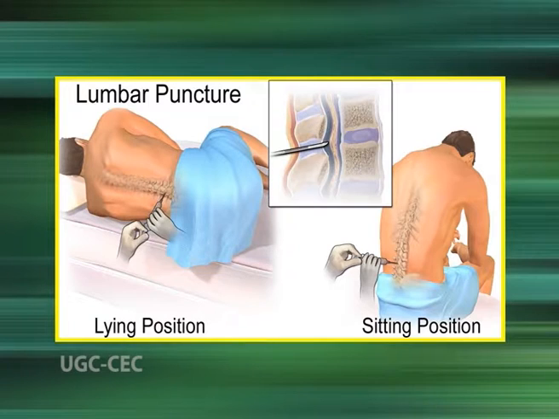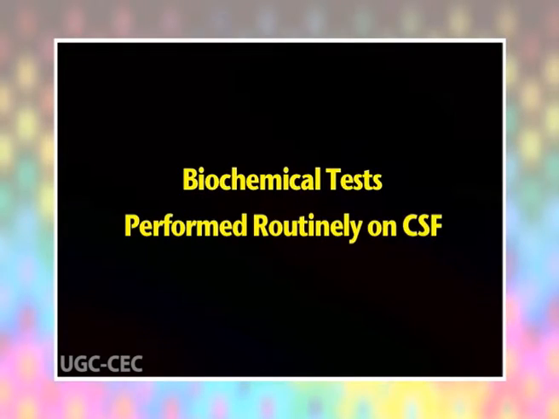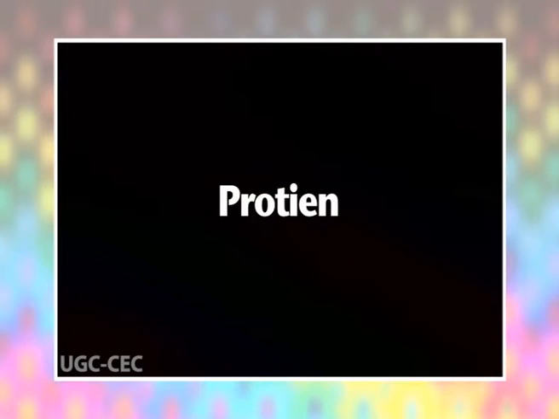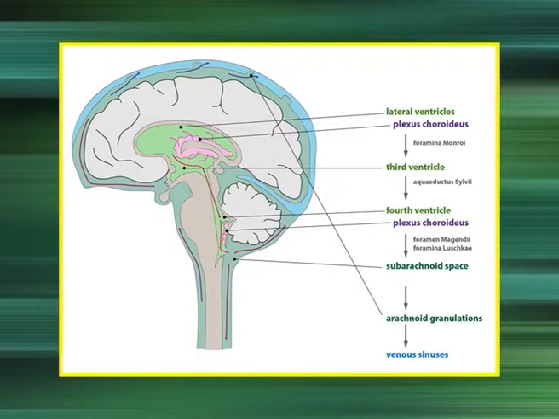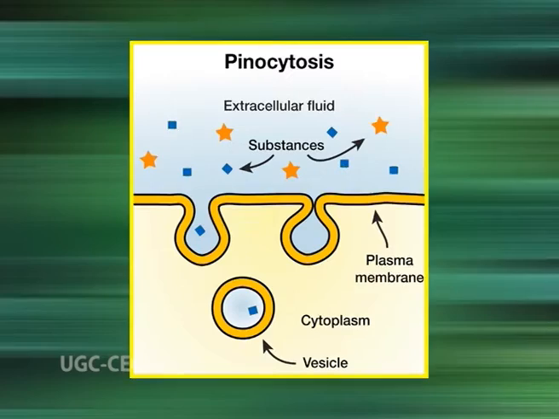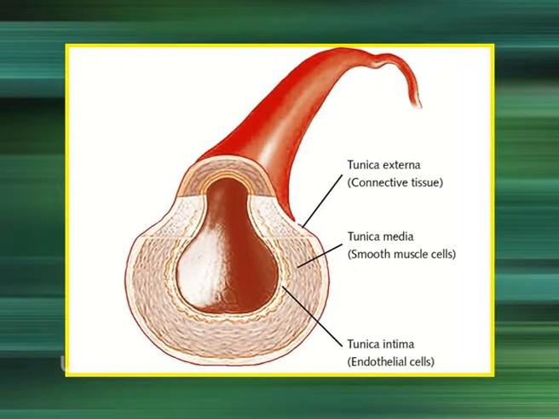Lumbar puncture can also be performed to measure the intracranial pressure, which may be increased in certain types of hydrocephalus. Biochemical tests performed routinely on cerebrospinal fluid, first being protein. Proteins are largely excluded from the cerebrospinal fluid by the blood cerebrospinal fluid barrier. Proteins gaining access to the CSF primarily reach the CSF by transport within the pinocytic vesicles traversing capillary endothelial cells.